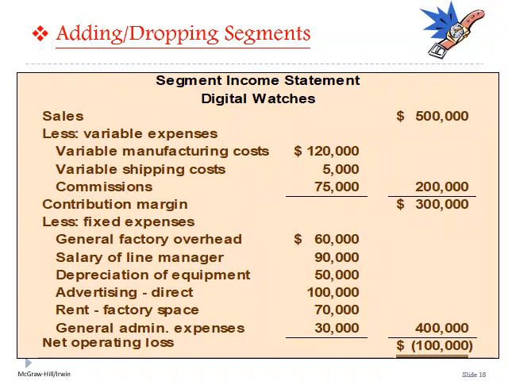which equals 300,000. So the net operating income or the net operating loss will be 100,000 because the contribution margin lost is lower than the total fixed costs.